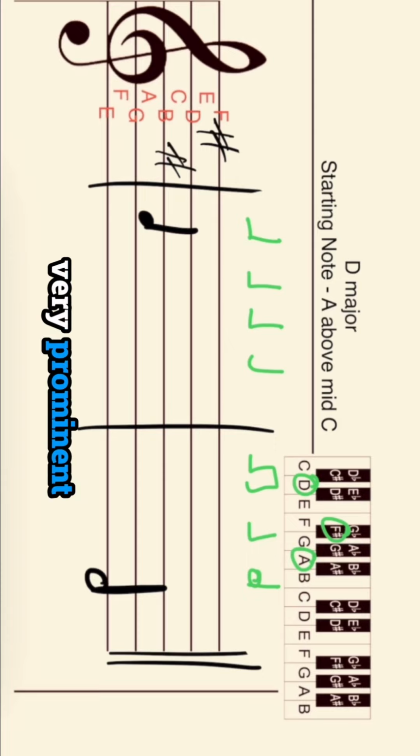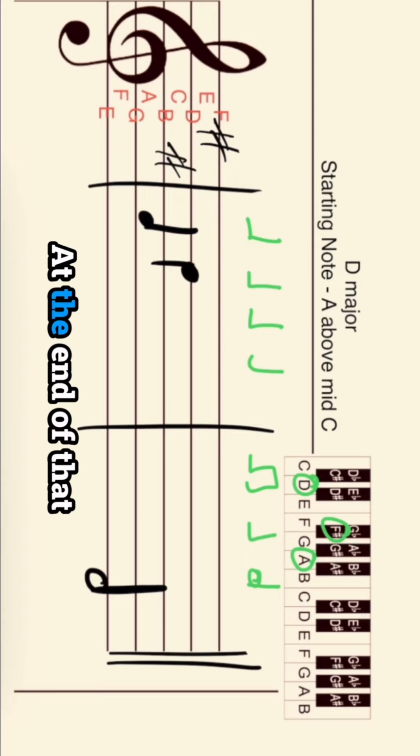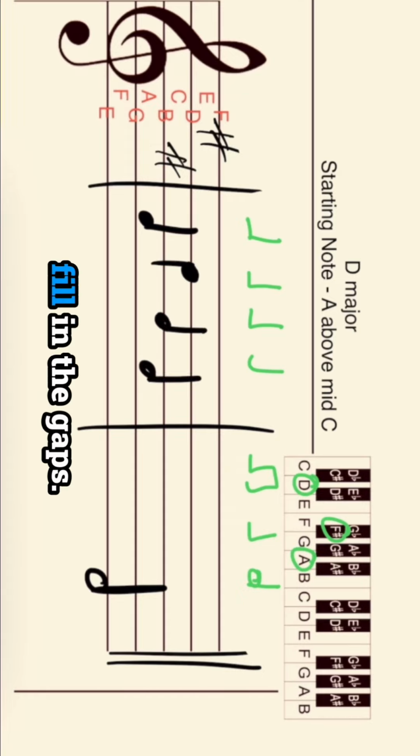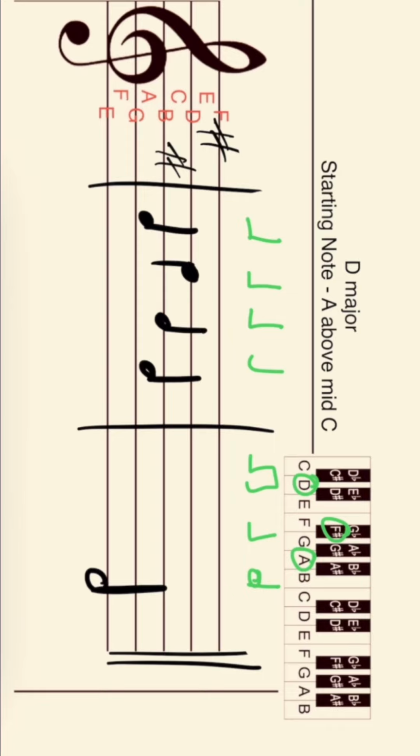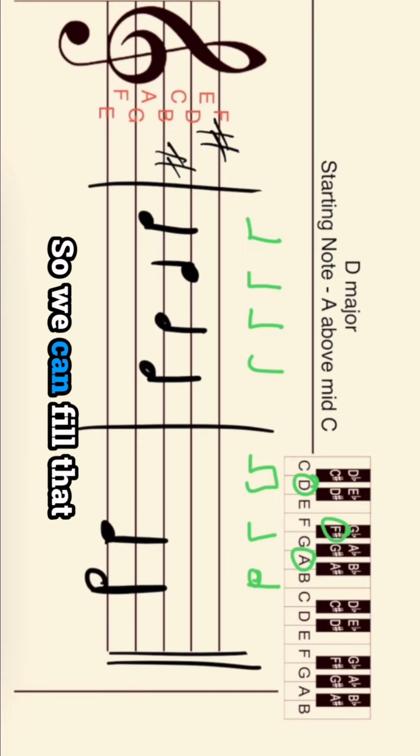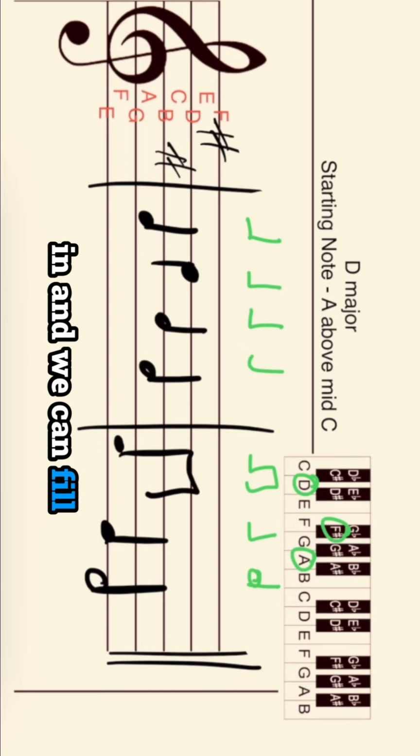So we can hear a very prominent perfect fourth at the start, and at the end of that first bar we can hear it returning to our starting pitch. We can fill in the gaps, and then third listen, we just want to maybe work out what is happening with these final rhythmic pitches. So just before we resolve, we can hear a nice major second, so we can fill that in, and we can fill in the rest of our melody, rising and then falling.